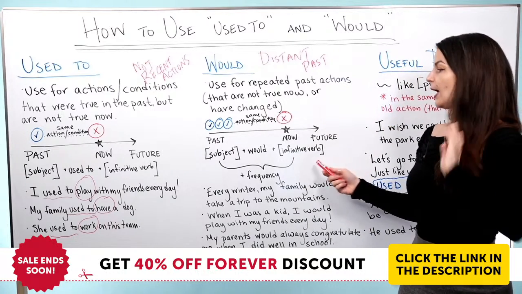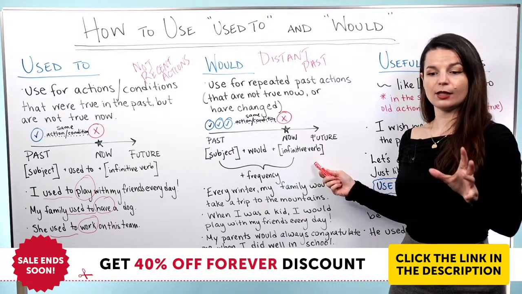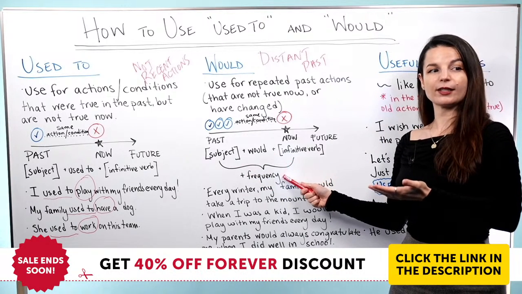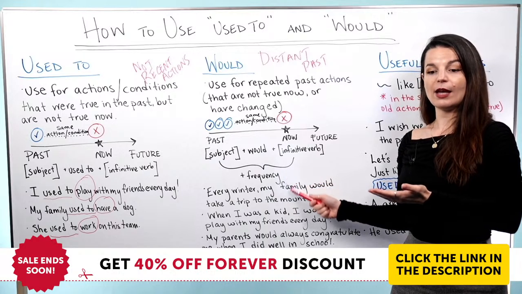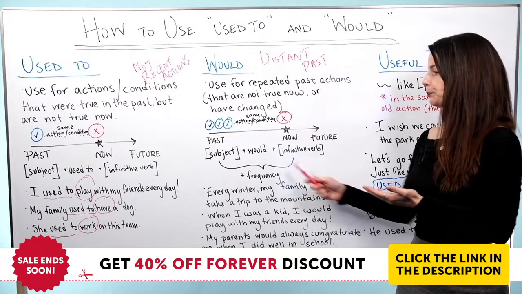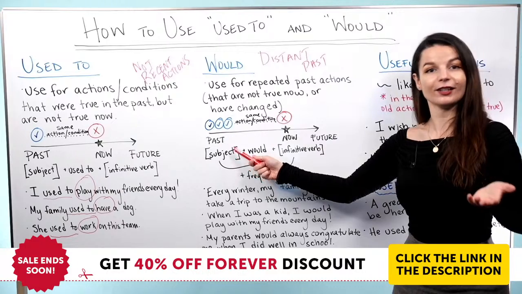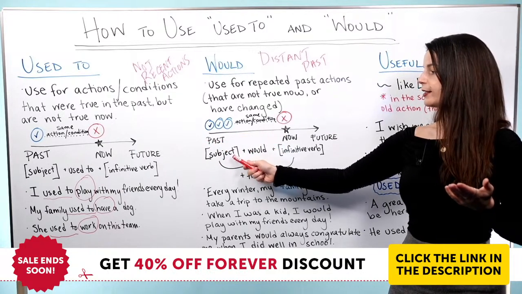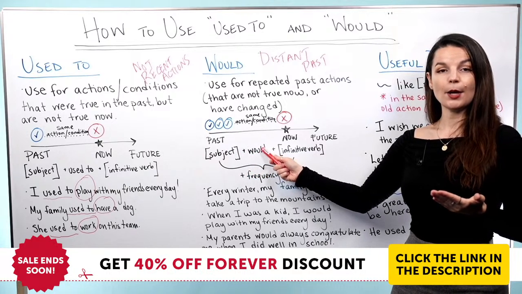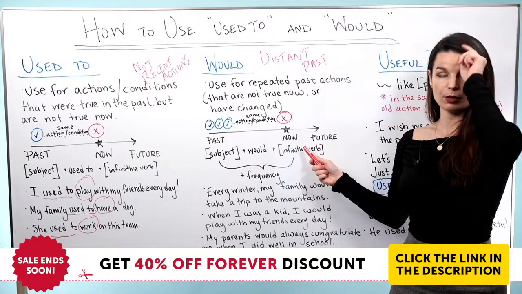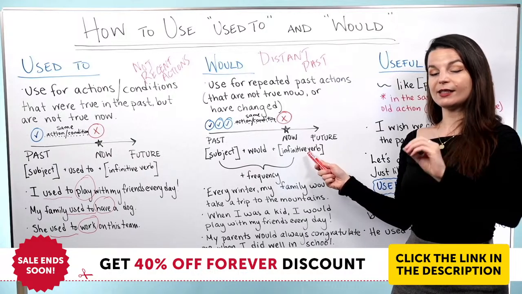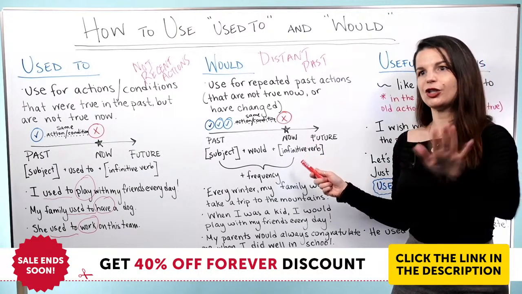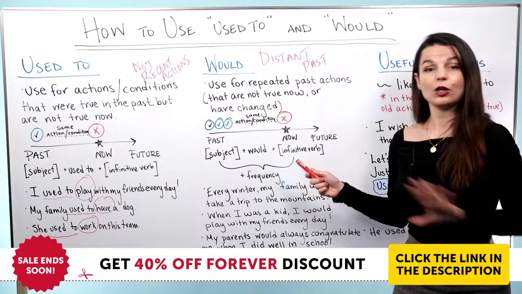So let's look at how we make these sentences. Write this in your notebook, how to make the sentence. I'm going to talk a little bit about this point here, and then we'll look at some example sentences. This is very easy to make, the sentence pattern. We have the same as used to: subject plus would plus infinitive verb. The infinitive verb is the dictionary form. Don't change the verb here. So no ing verb, no past tense verb, no change, okay?